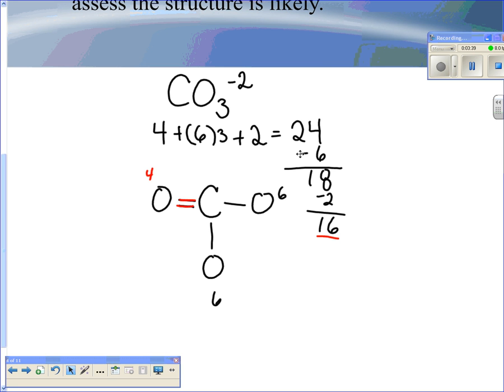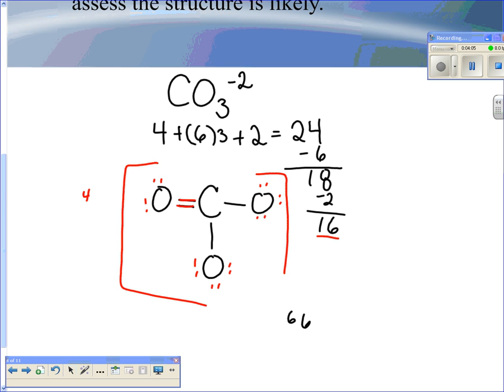That means I can take my little numbers out of the way and actually put the lone pairs in to represent those numbers. And so the same thing here. I'm going to remove the 6, and I'm going to remove this 6 and put in my electrons. Now, this is a compound that has a charge, and so I do need to go ahead and put this into brackets and place a -2 charge on the outside of that bracket to represent that it is a polyatomic ion.